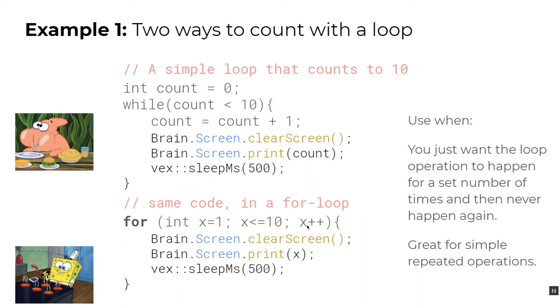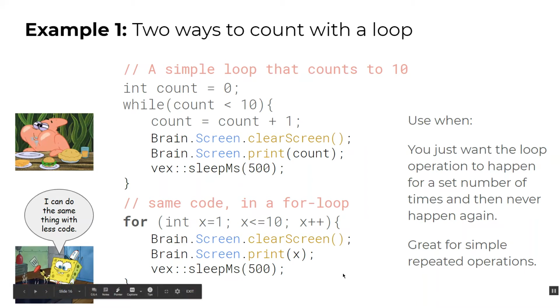This means that SpongeBob can do the same thing with less code. You need 2 less lines of code to execute the same thing. In this case, it's actually slightly different, though. I think this is less than, and this is less than or equal to. Everything else is pretty similar. This is actually counting from 0 to 9. This is counting from 1 to 10, but everything else is the same.